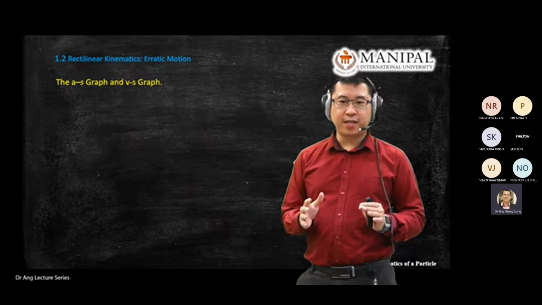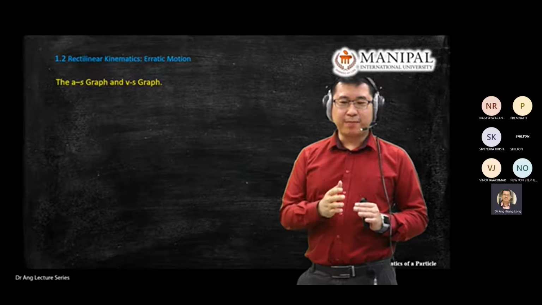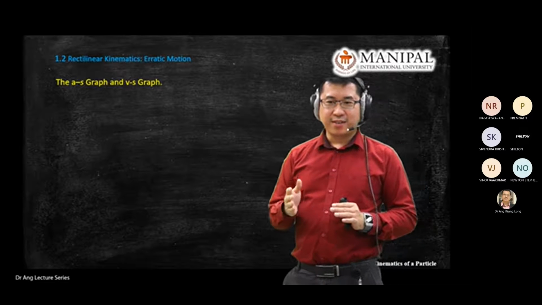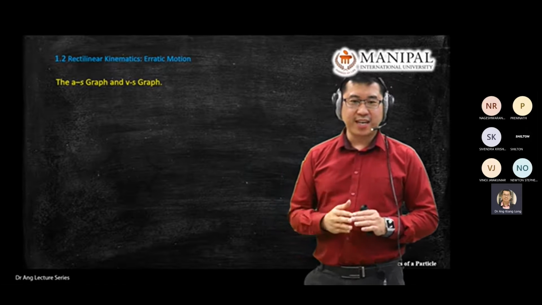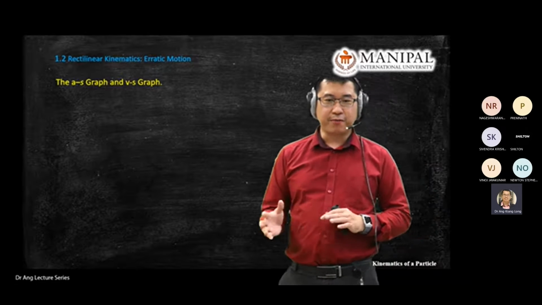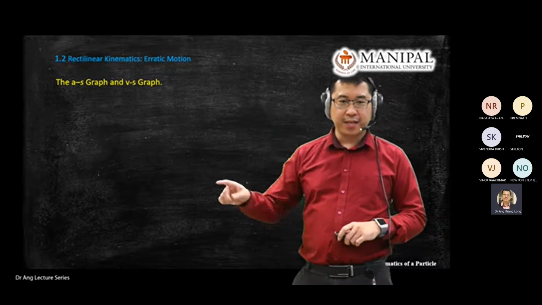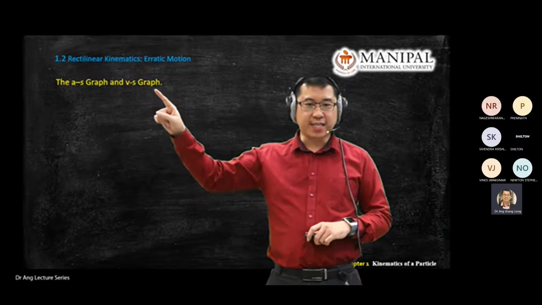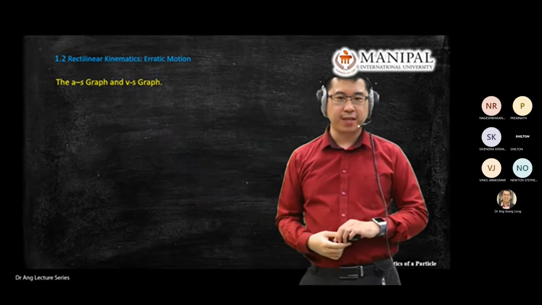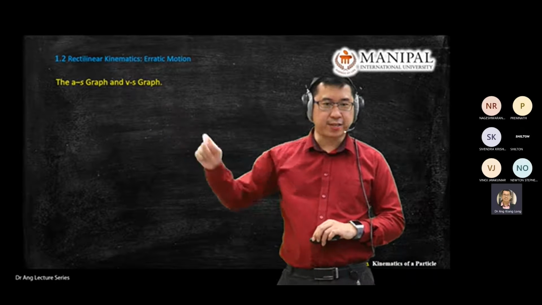In the first session, we learned about S versus T, V versus T, A versus T. The first session was about time. Now we learn about two types of graph where the x-axis is displacement, or position. It's position S.